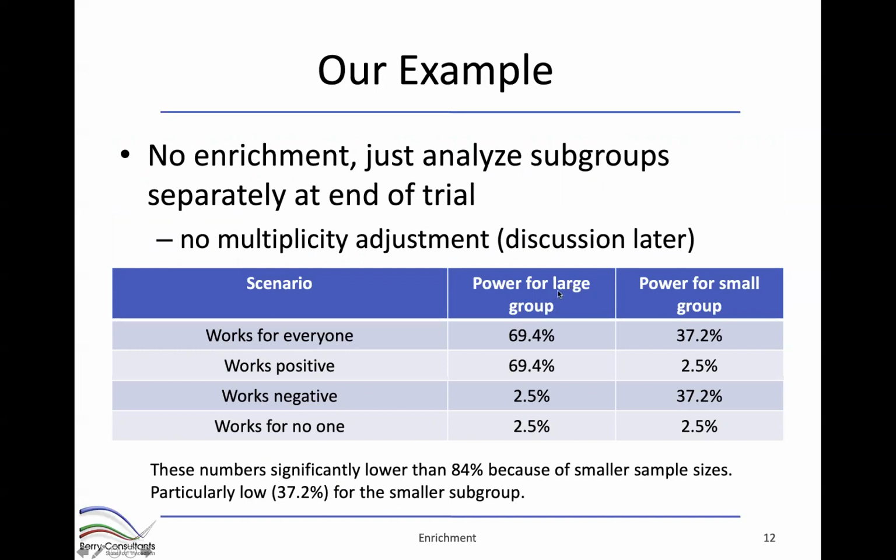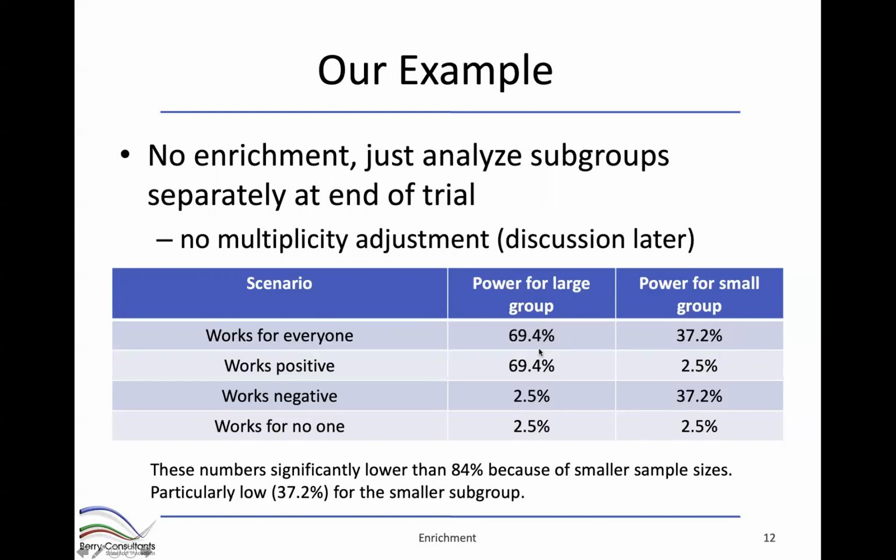So I'm going to get about 70 patients in for the large group. I'm going to get a power of about 69.4%. Remember, it was 84 when I had a homogeneous population. So this is down. It's just reflecting the 100 going down to 70. The smaller group only has a sample size of 30. So its power goes down to 37.2%. This is all just reduction in sample size.